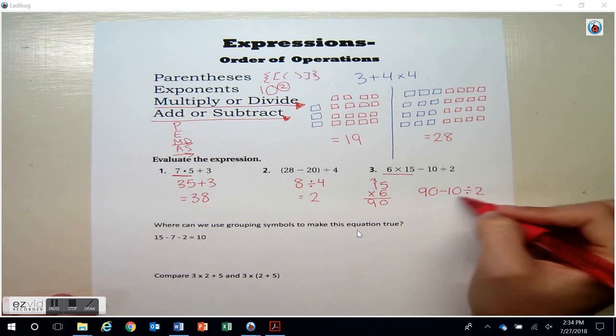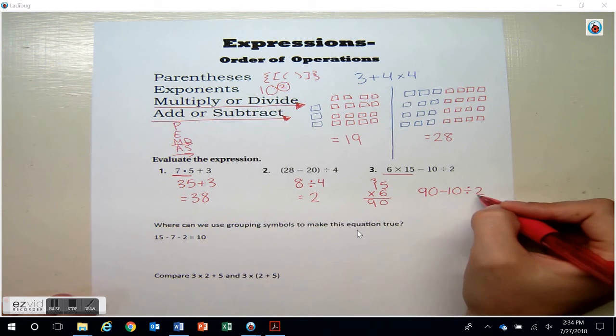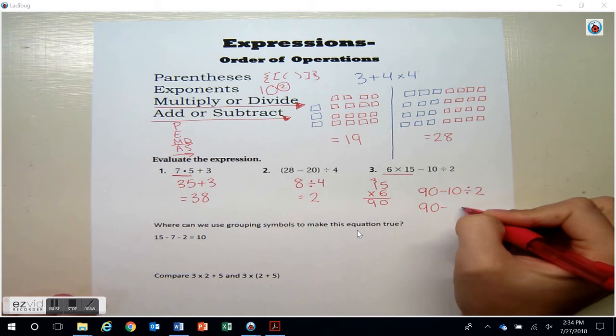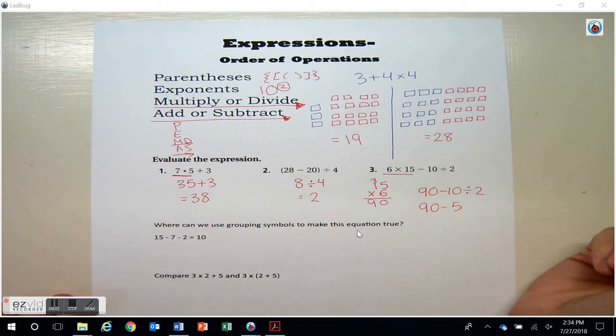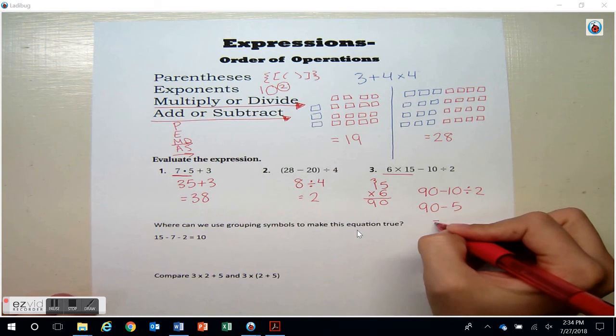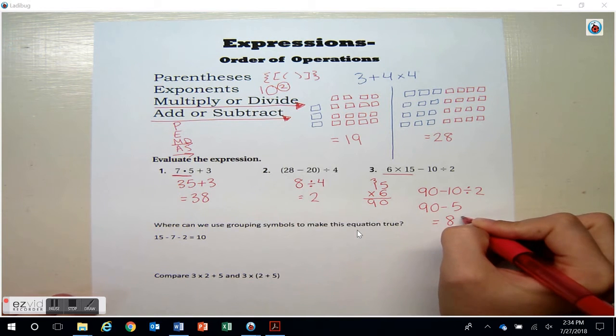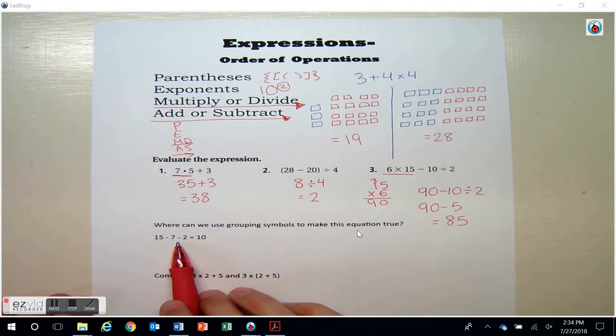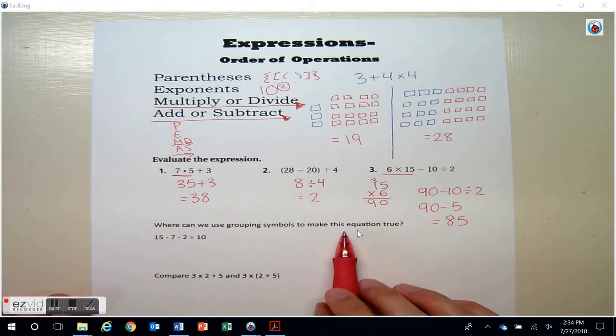Then I look for multiplication or division again. I see that division there, so I'm going to solve that part. 10 divided by 2 is 5. And we can finish with our subtraction, 90 minus 5, which is 85. Super duper. Where can we use grouping symbols to make this equation true?